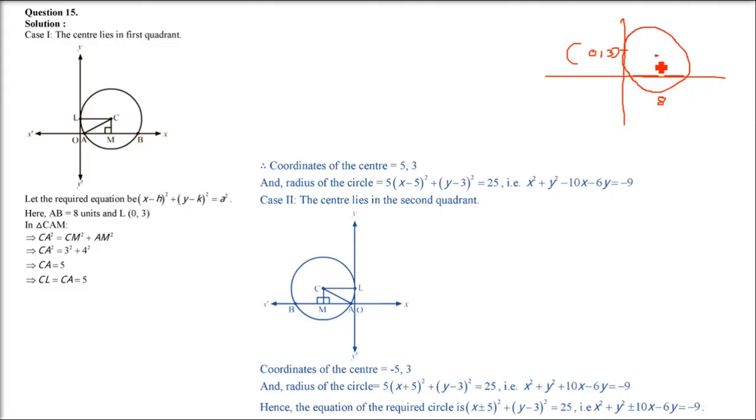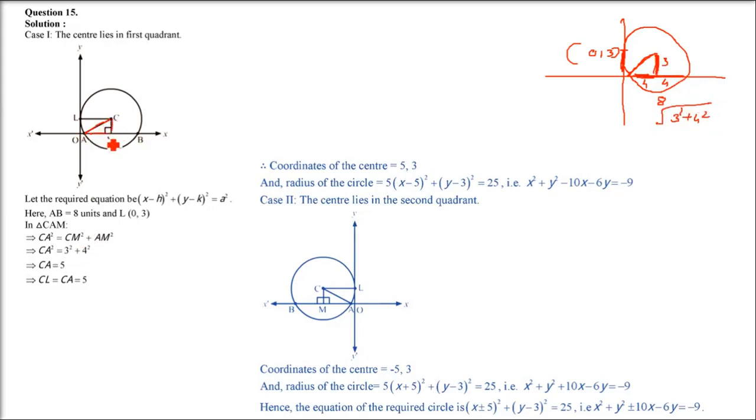We will take the center, drop a perpendicular, and whenever we drop a perpendicular, it will divide the chord into two equal parts. That is 4 and 4. This will be 4 and this will be 4. And this perpendicular distance is only the y-axis. This perpendicular distance, because the center's distance from the x-axis is the y-coordinate, which is 3, already given. So what is the radius? Under root 4 square plus 3 square.